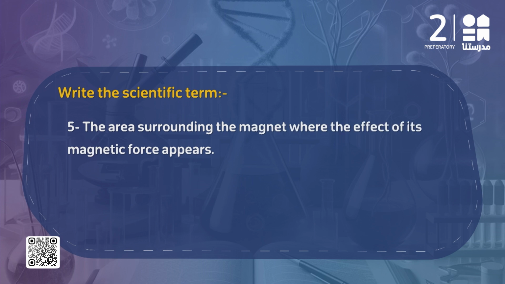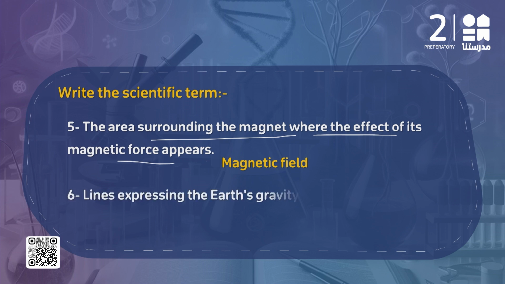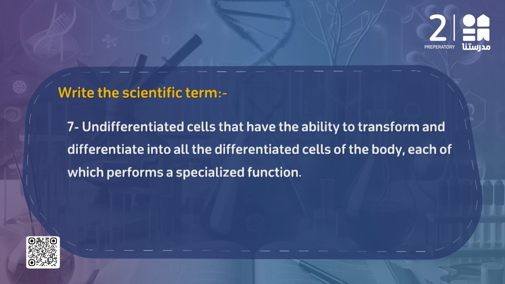Because the word accumulated indicates that these charges stay or settle on the surface of the body. Question number 5 says: the area surrounding the magnet where the effect of the magnetic force appears will be the magnetic field. Lines expressing the Earth's gravity will be Earth's gravitational field lines, and they are all imaginary lines, as we agreed.